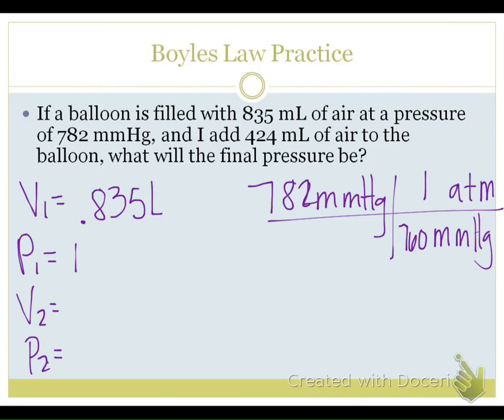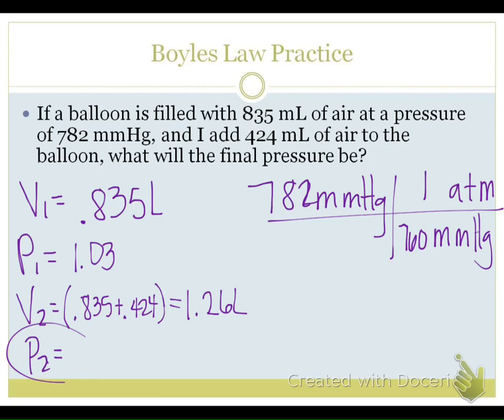That'll give us about 1.03. So to find our volume 2, we're going to take 0.835 liters plus 0.424 liters that I added to it. And that should give us, I think, about 1.26. And we're going to solve now for P2.